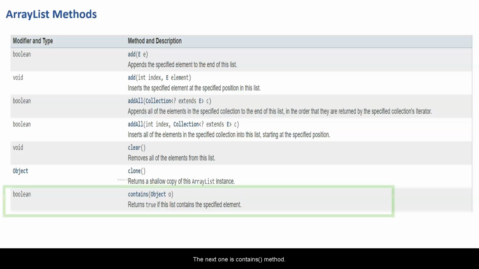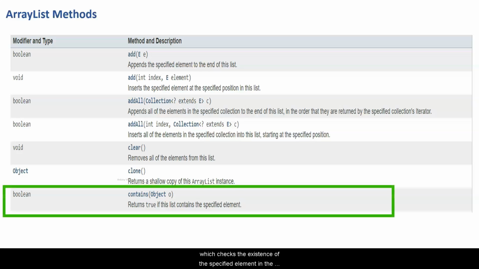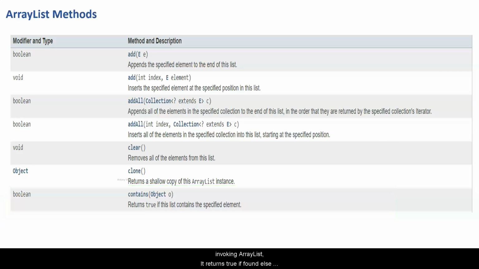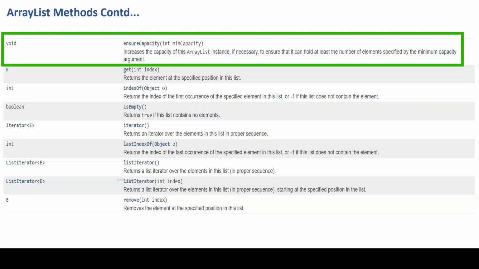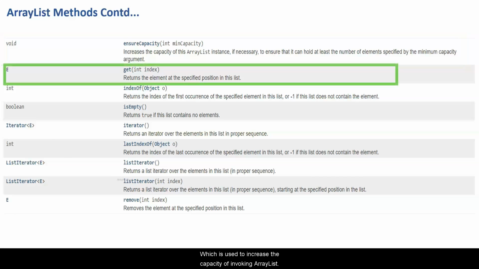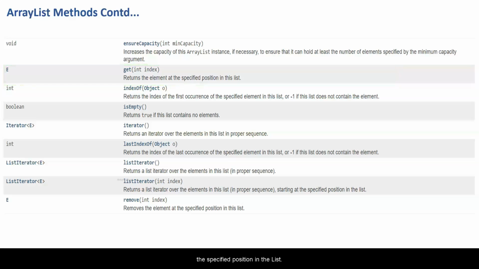The next one is the contains method, which checks the existence of the specified element in the invoking ArrayList. It returns true if found, else false. The next one is the ensureCapacity method, which is used to increase the capacity of the invoking ArrayList. The next method is get, which returns the element at the specified position in the list. Any element at any position will be returned in constant time.